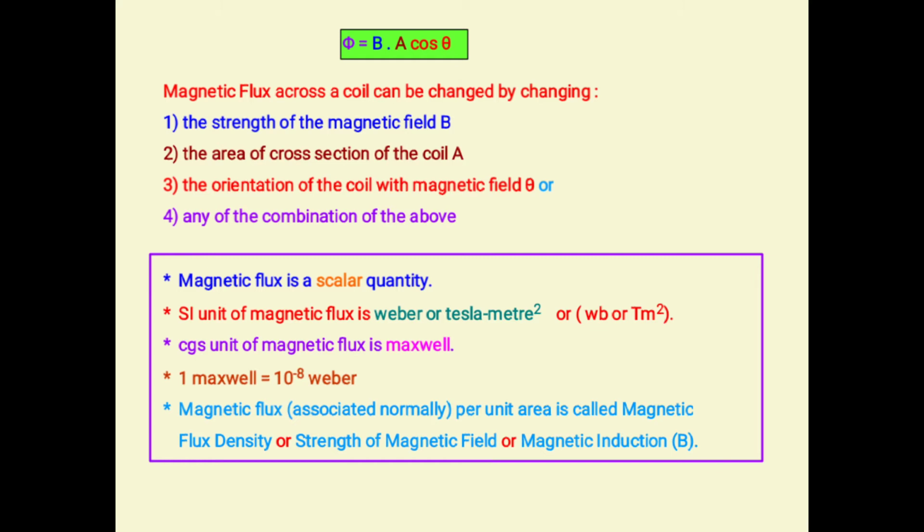Now the magnetic flux, as you can see in the formula at the top, BA cos theta. If cos theta has unit value, that means at theta equals 0, phi is B into A. Definitely B is phi by A. Therefore, the strength of magnetic field can also be defined in terms of flux and area vector, as we can see in the last point related to magnetic flux. It says magnetic flux per unit area is called magnetic flux density, or strength of magnetic field, or magnetic induction B.